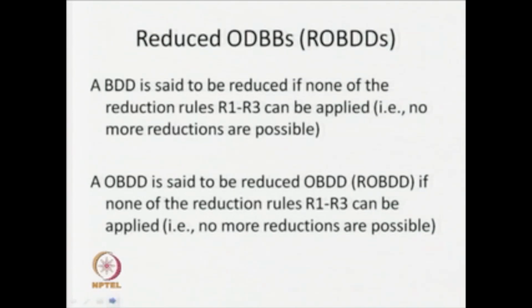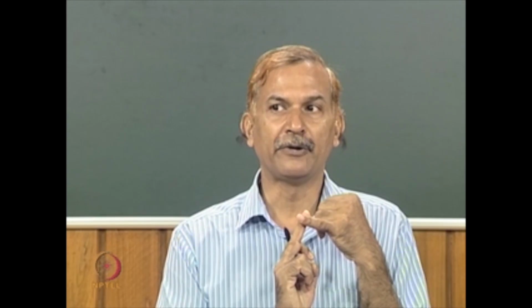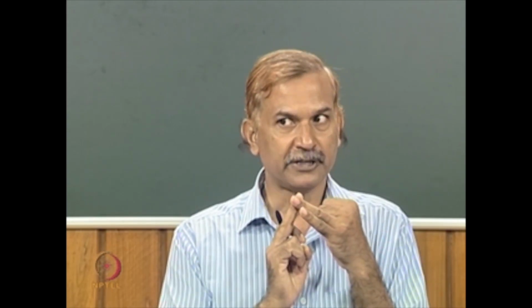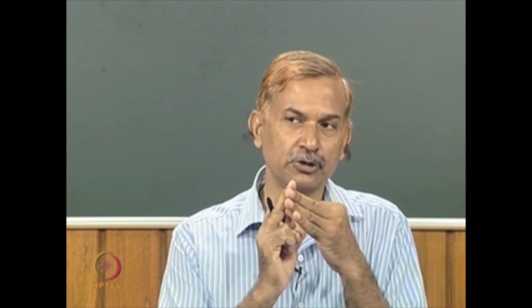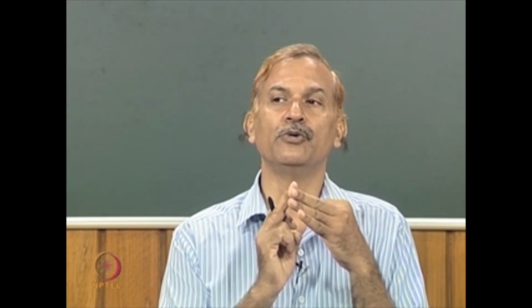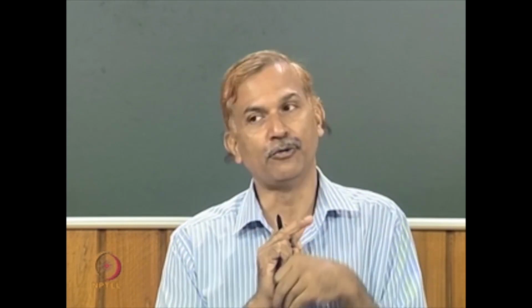That is why we say that a BDD is said to be reduced if none of the reduction rules can be applied. Similarly, an ordered binary decision diagram is said to be a reduced ordered binary decision diagram, ROBDD, if none of the reduction rules can be applied any further. So, eventually we are coming to the reduced ordered binary decision diagram. It is a binary decision diagram, the variables have a particular ordering, so it is an ordered binary decision diagram, and thirdly it is a reduced one, no more reduction rule is possible. So, we call this a reduced ordered binary decision diagram, and eventually we are going to work with ROBDD, which has all the required properties for us.